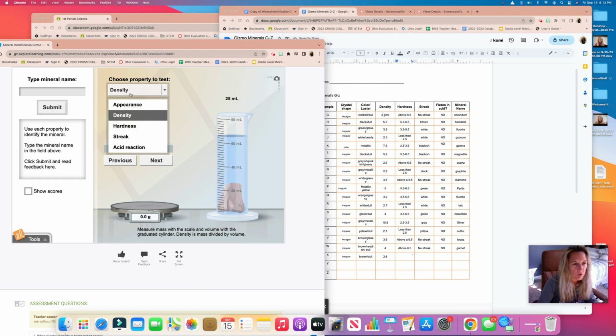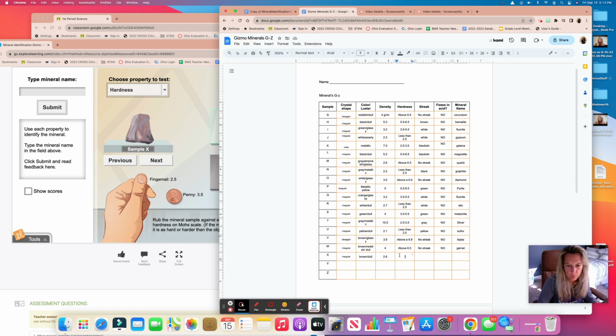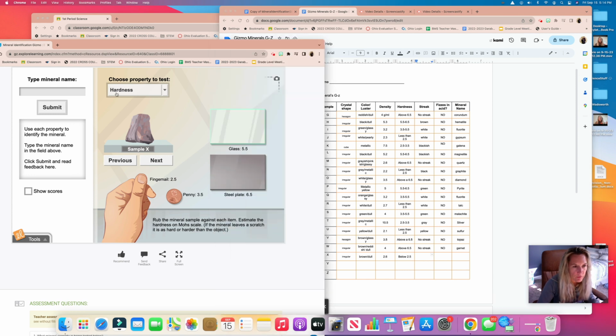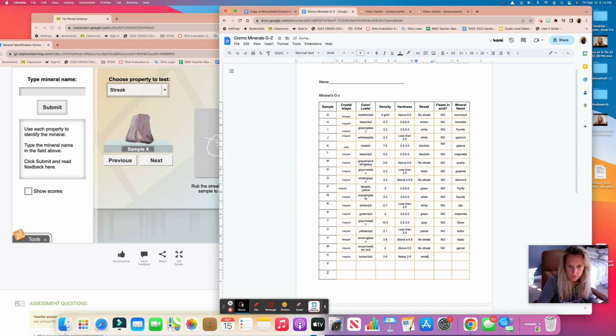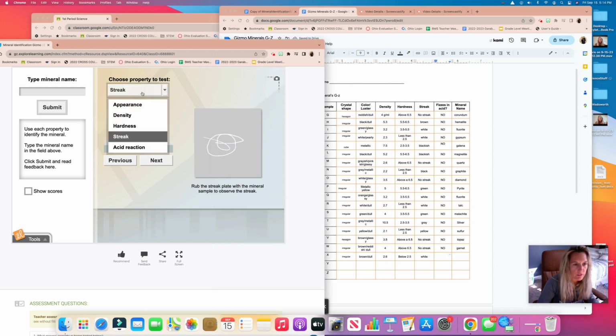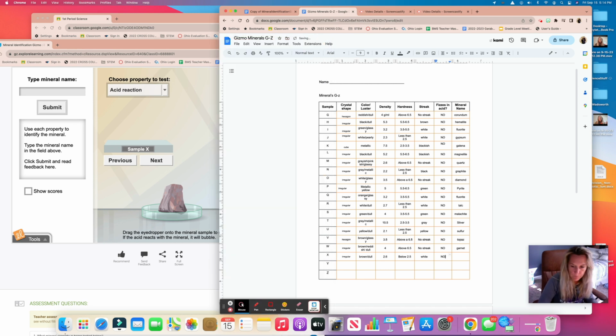All right, let's do the hardness test. Does not even scratch a fingernail, so it has to be below 2.5. All right, now we can test the streak. Streak's white, so its powder is white. And let's see if it reacts with acid. No bubbles, so that would be a no.